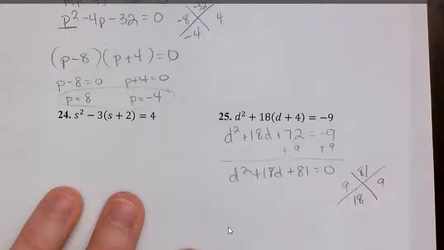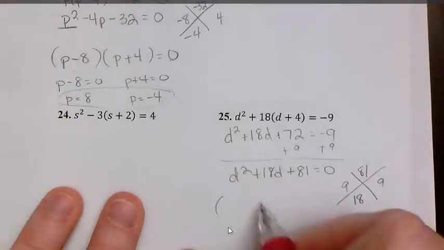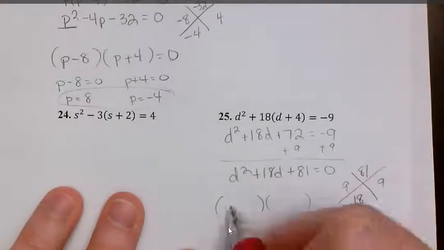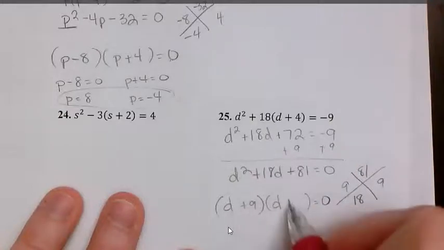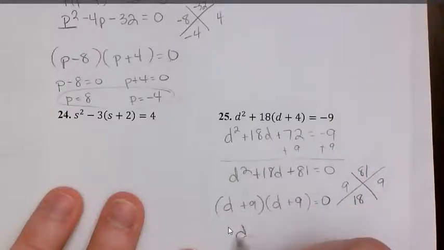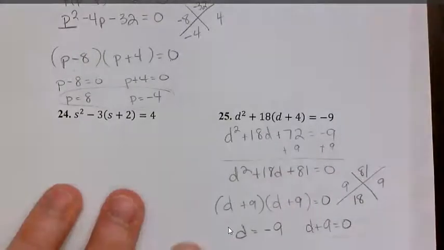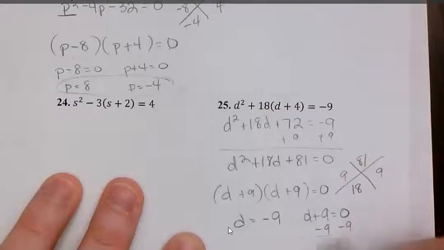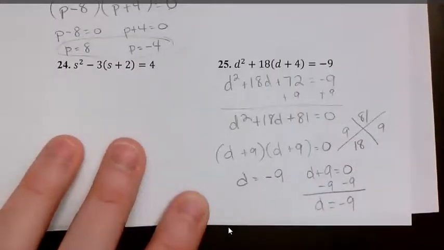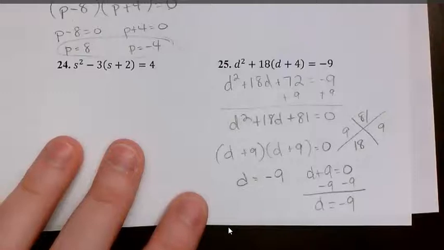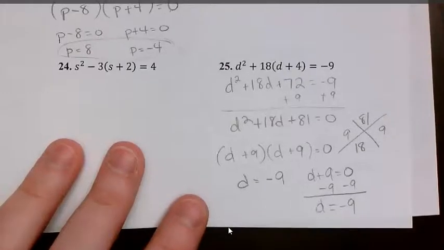Your factors are 9 and 9. Bring that d down with a 1 in front, equals 0, plus 9, d equals negative 9, because you're going to take d plus 9 equal to 0, minus 9, d equals negative 9. So that's all you're doing when you're solving, and those are some of the hardest problems.